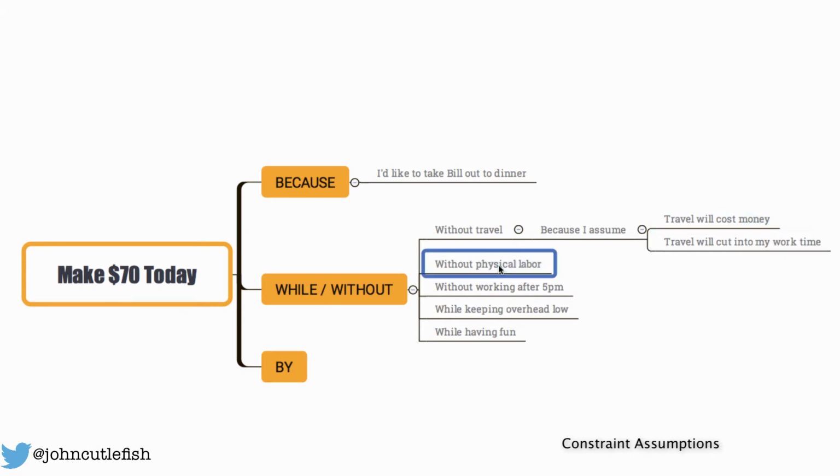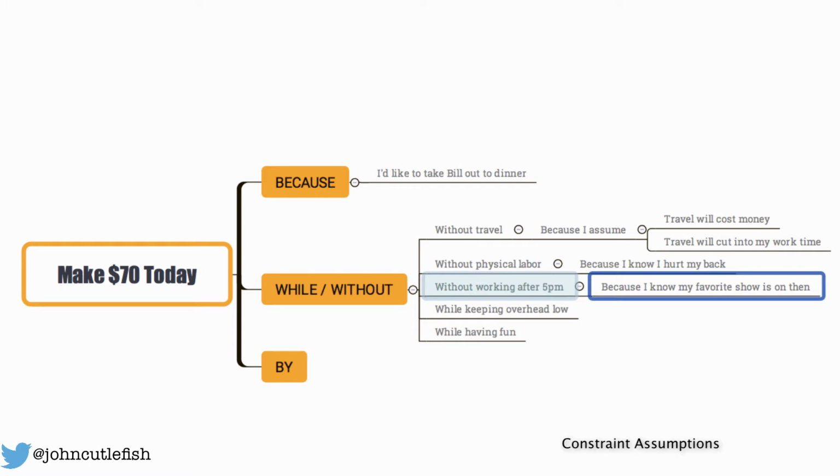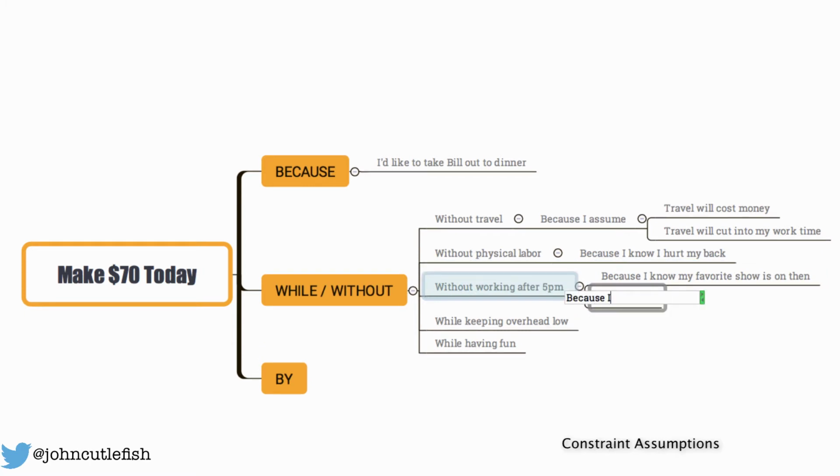Now, how about this physical labor thing? Well, how about because I hurt my back? I know that. So because I know I hurt my back, it's impossible. It's just not negotiable. How about this without working after 5 p.m. thing? Well, because I know my favorite show is on then. And frankly, because I assume I can't get this on Netflix. I could be wrong.